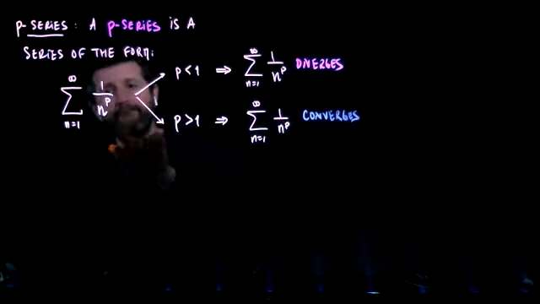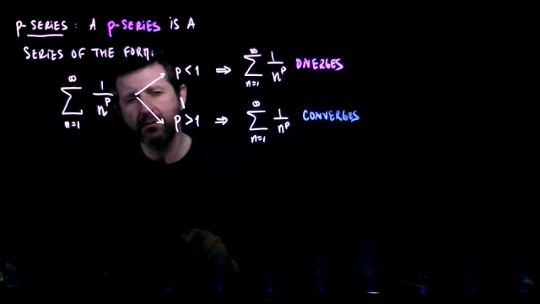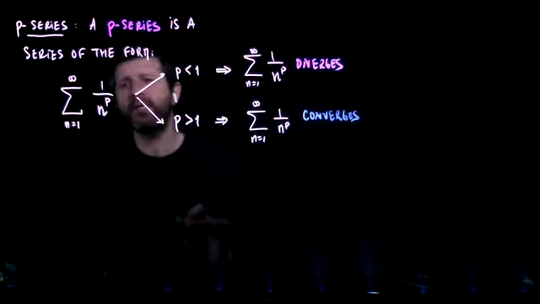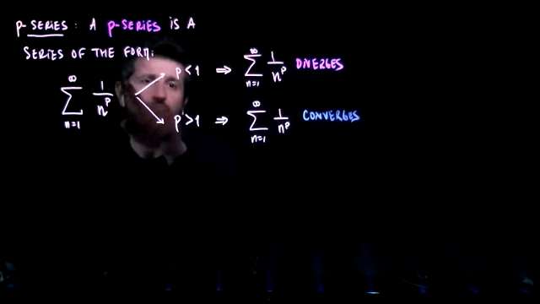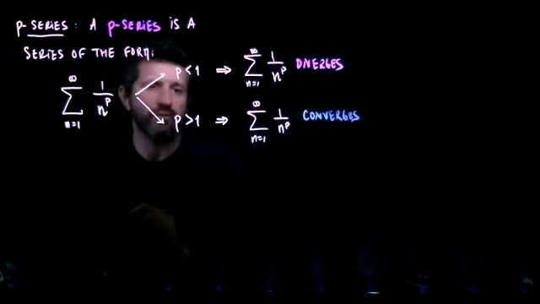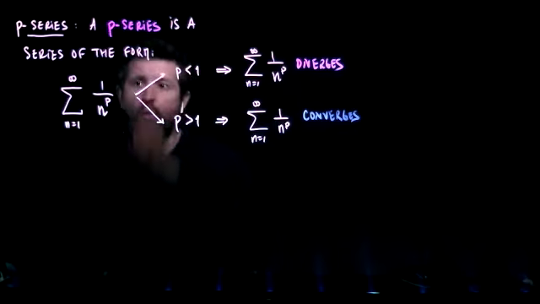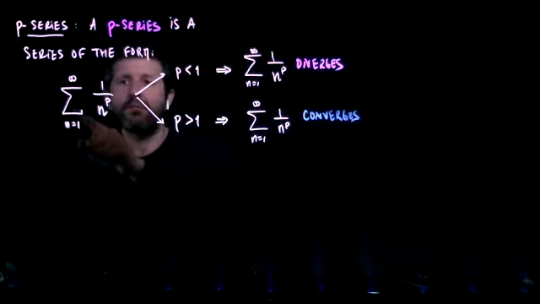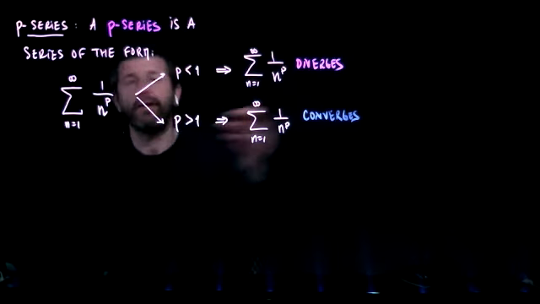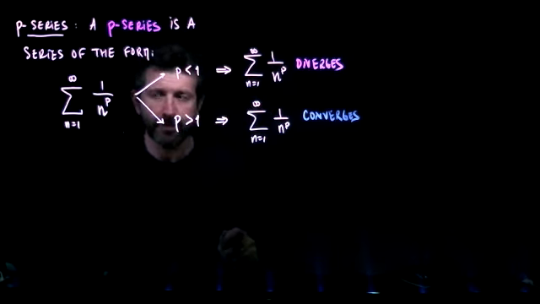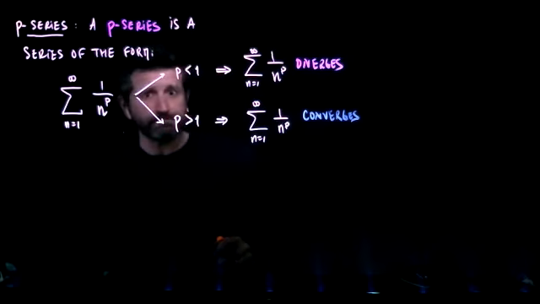Sir, what happens if p is negative? Okay, so if p is negative, it means it's going to be n to the power of a positive number, so it's for sure going to diverge. You understand? 1 over n to the minus 2 is the same thing as n squared. If you add n squared, so it's 1 squared plus 2 squared plus 3 squared, of course it's going to diverge. So obviously we're talking about positive p's.